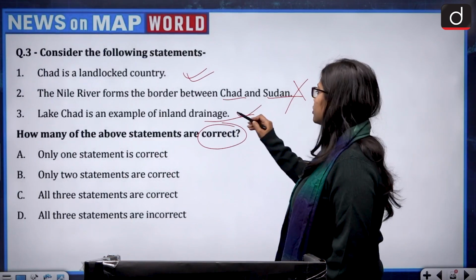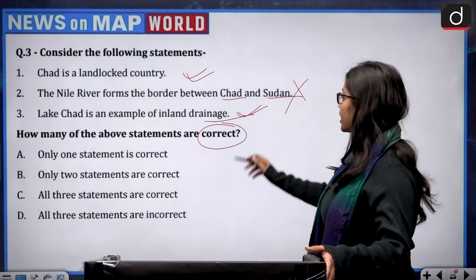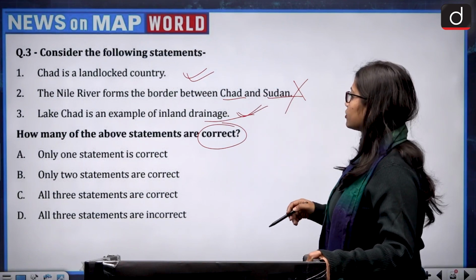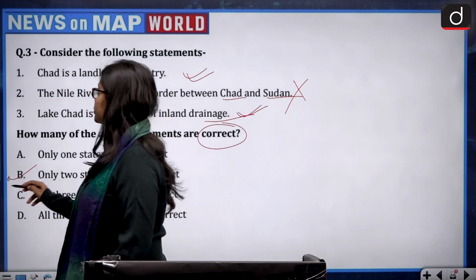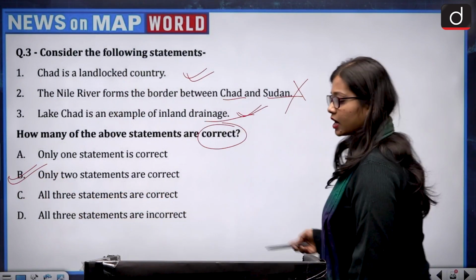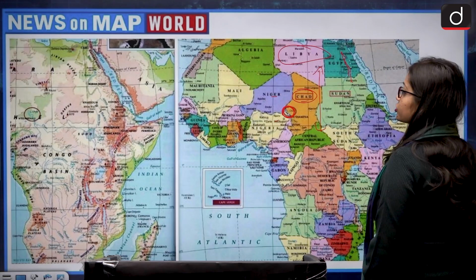So, the third also becomes correct. So how many are correct? 1 and 3. So the second is wrong. So only 2 statements are correct. That means option B becomes the correct answer. Now moving on to the next question.